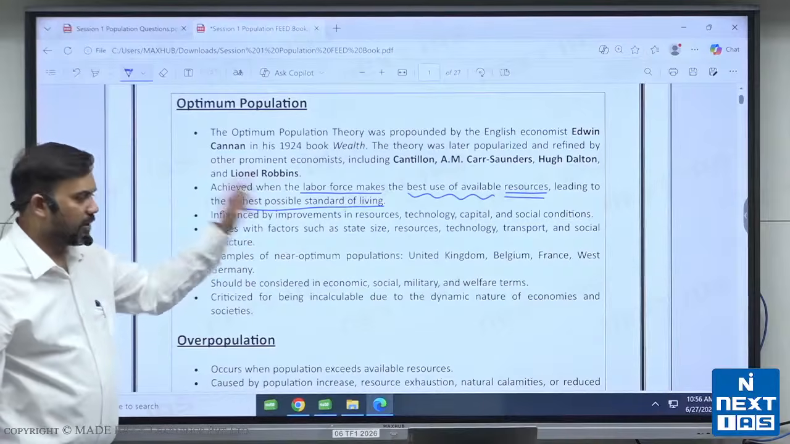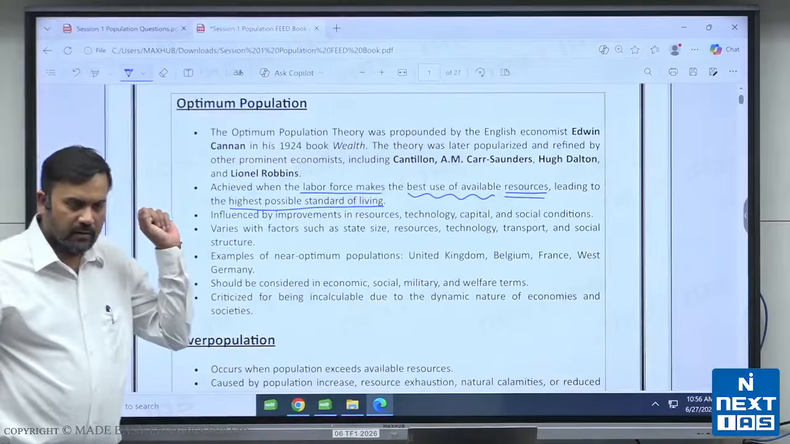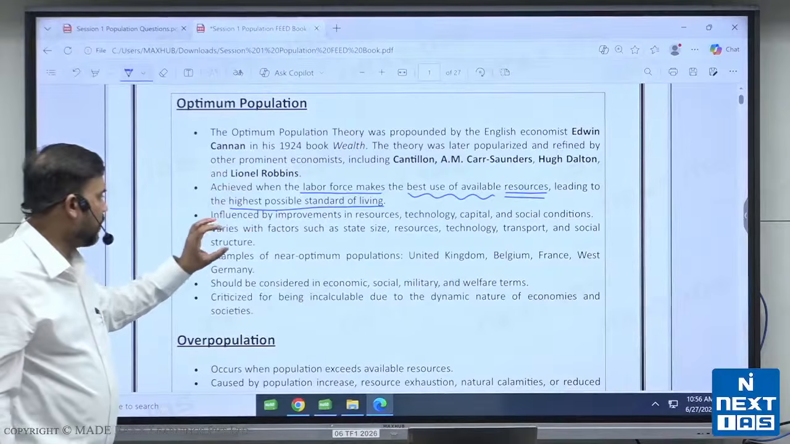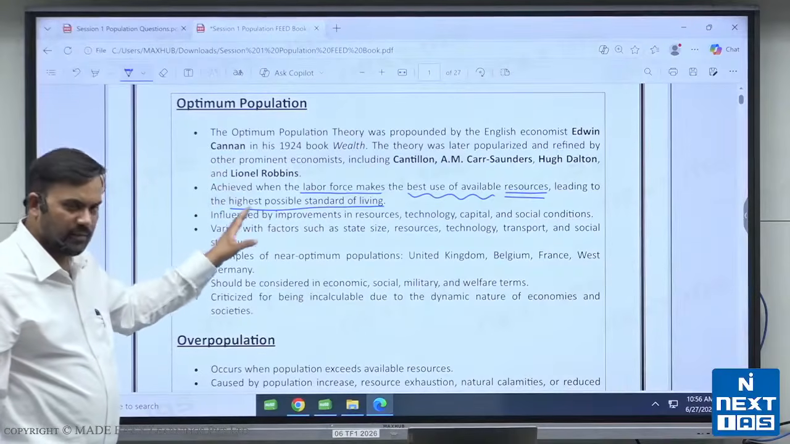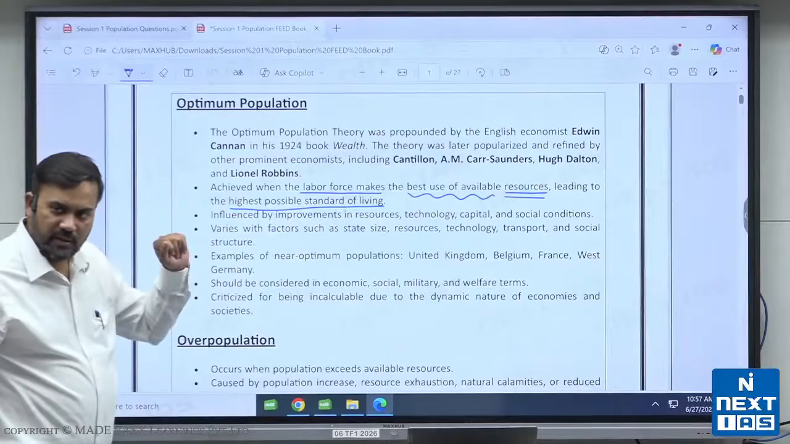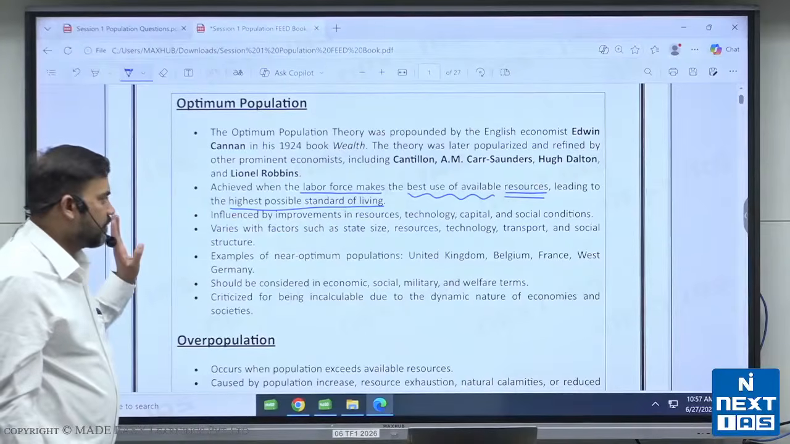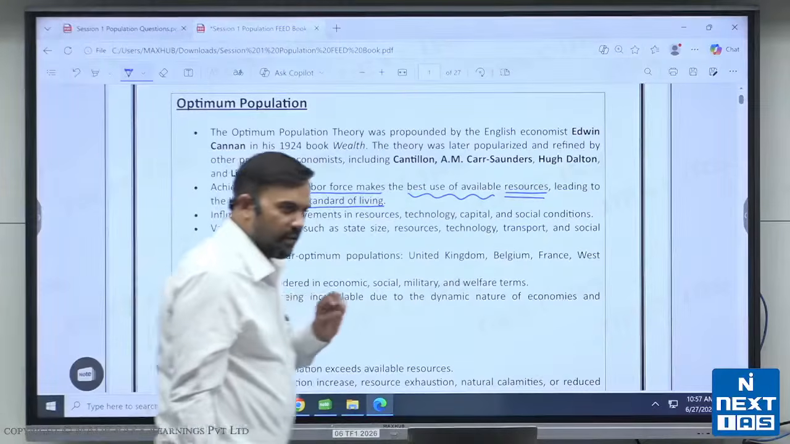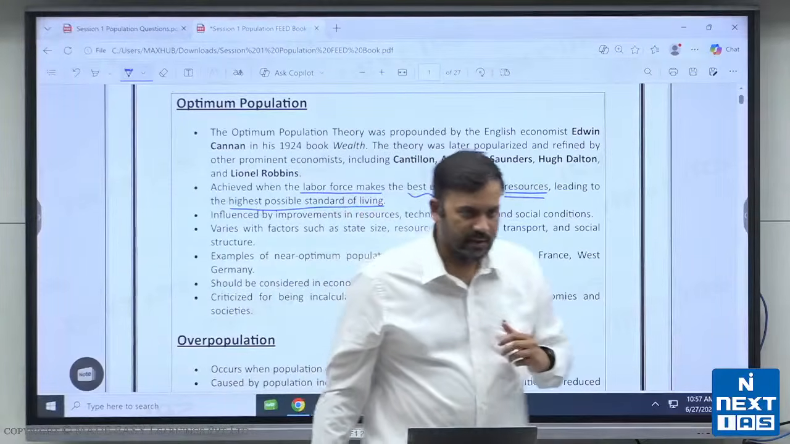So that is the definition of optimum population. It is influenced by several factors like resources, technology, capital, social conditions. So a variety of factors are affecting it. You can understand. Here one more thing we should understand: what are we talking about here? We are talking about resources.